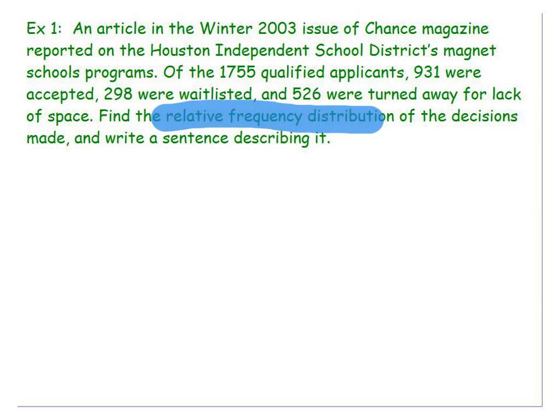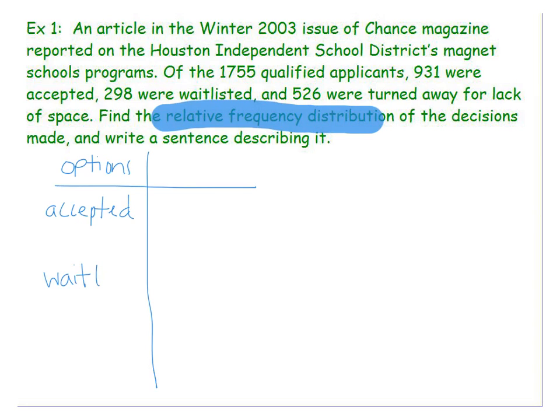So let's start with our basic table. It's always two columns. The first column is always your options. So for this school, you were either accepted or waitlisted or turned away. Now we're asking for relative frequency, which means we know this column is going to be percentages.